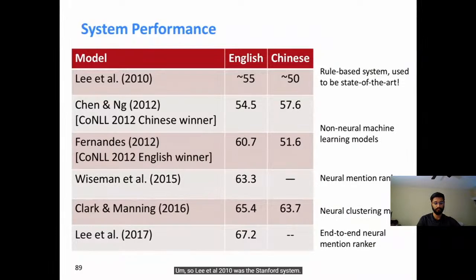So Lee et al. 2010 was a Stanford system. There was this shared task evaluation of coreference systems. And we believed that Jerry Hobbs was still right and you could do fine with rule-based coreference. And so in 2010, we managed to beat all machine learning systems with a rule-based coreference system, and we were proud of it. And that's its performance right here.